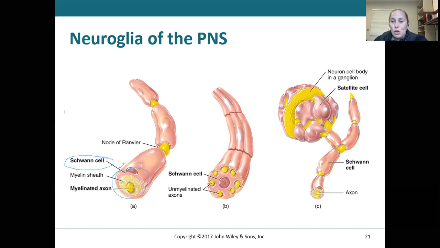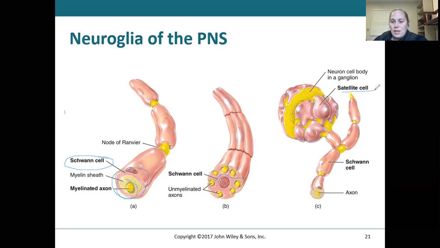Again, that myelin sheath is so important for the rate, or the speed, at which these messages are sent. And so you want to have a high rate of conductivity, and it assists in supporting that myelinated sheath. So here you see a myelinated axon. The Schwann cell here, you can see there are instances of unmyelinated axons as well.